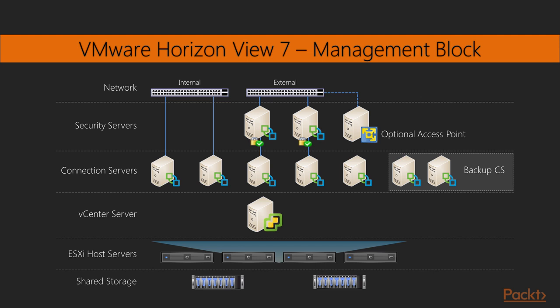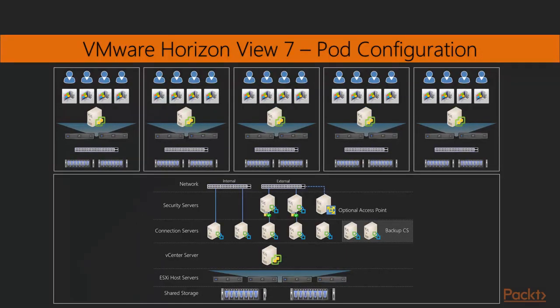Now we've looked at the desktop block and the management block, let's bring the 2 components together to create the View Pod. The View Pod starts with the management block that hosts the View components. We then add up to 5 View blocks, each supporting up to 2,000 users, up to the total of 10,000 supported users per pod. If you need to scale beyond the 10,000 user limit, then you can deploy multiple pods. However, in this configuration, the individual pods do not communicate or share information with each other. They are completely separate sets of infrastructure.